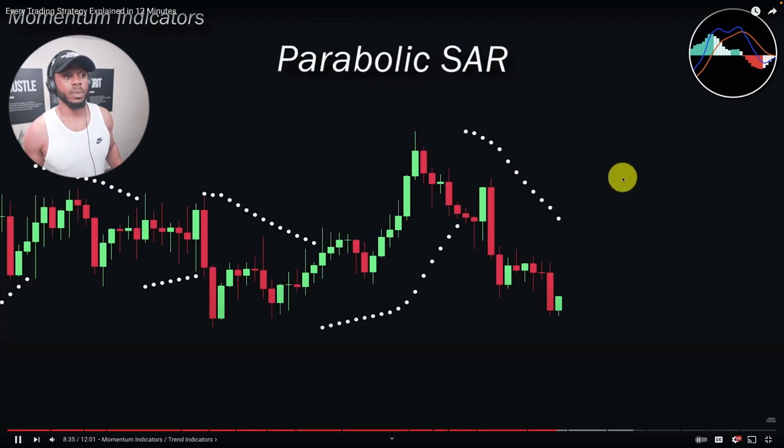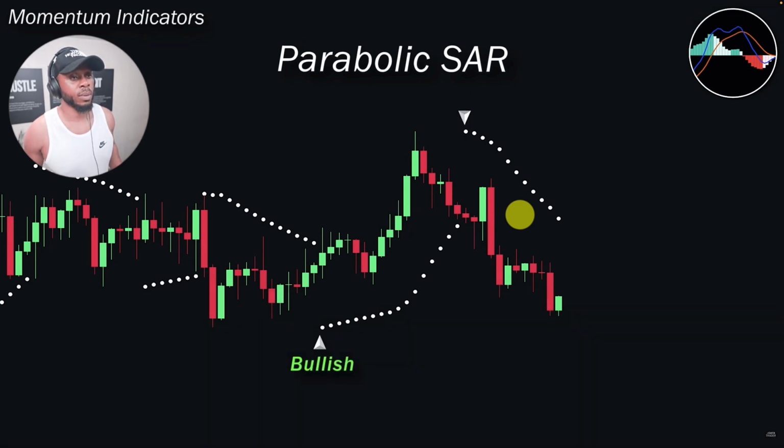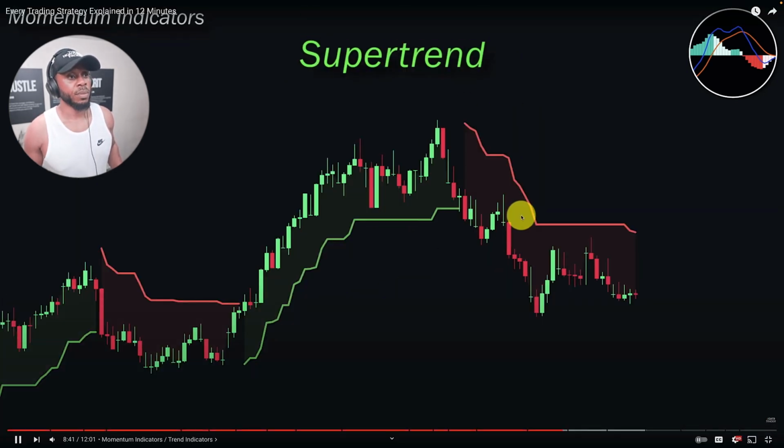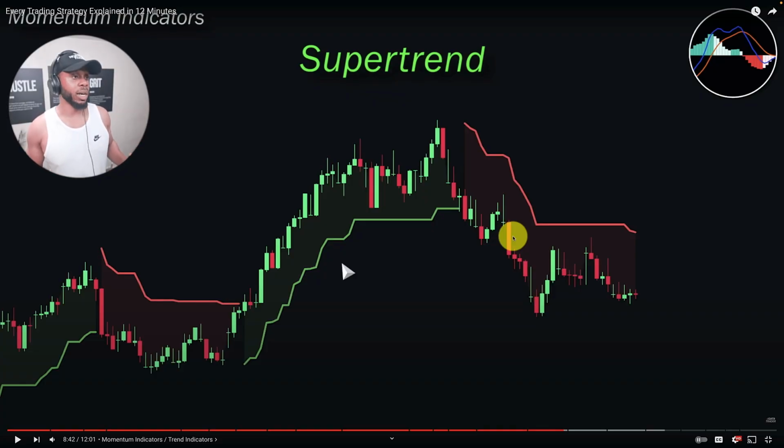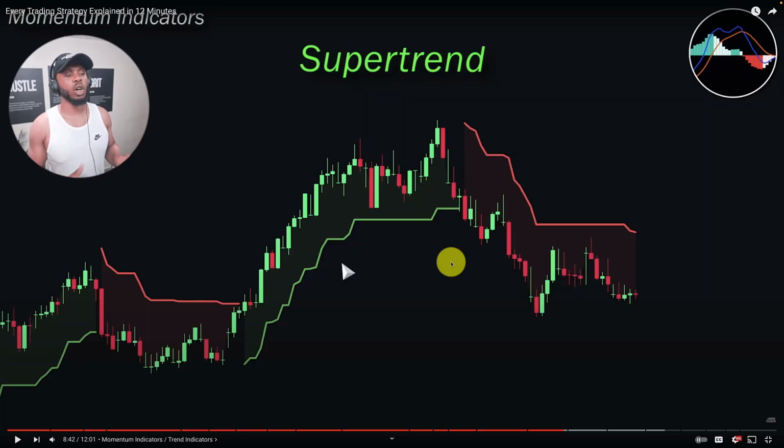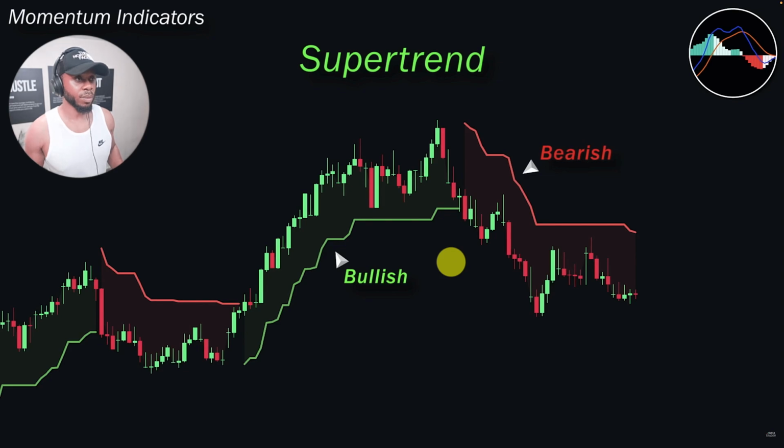Parabolic SAR. A dot below the price indicates a bullish trend, and a dot above the price indicates a bearish trend. Super trend. A super trend? I've learned some new trading language right here, guys. No wonder so many people are confused. How do you know which one to pick? There's so many. You're jumping from one strategy to the next, to the next, to the next. No wonder you guys are giving up so much. Green signal indicates a bullish trend, and the red signal indicates a bearish trend.